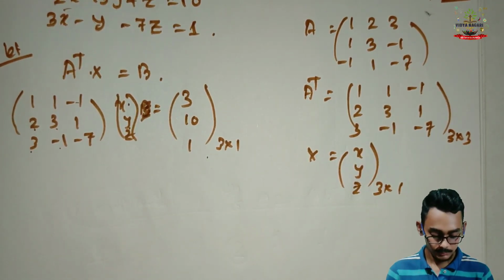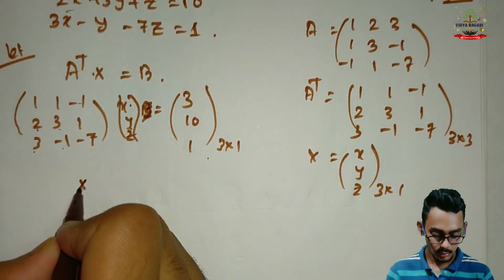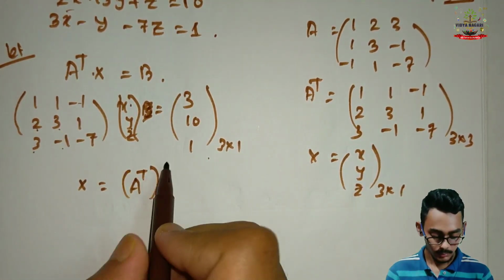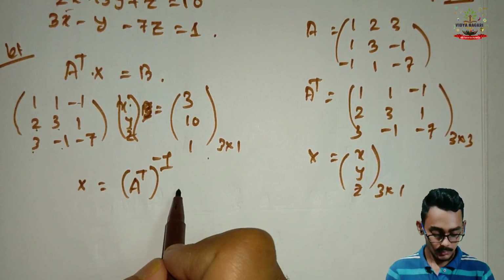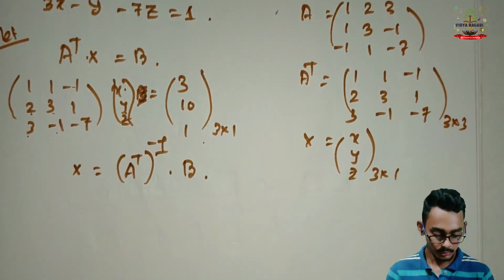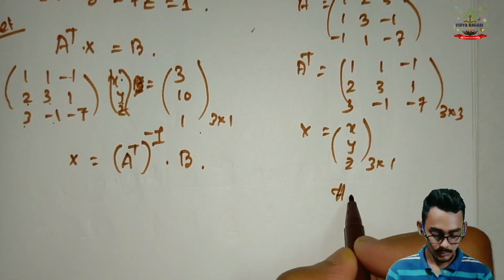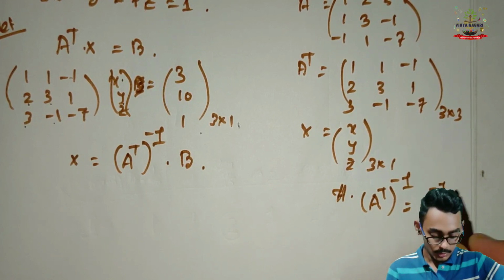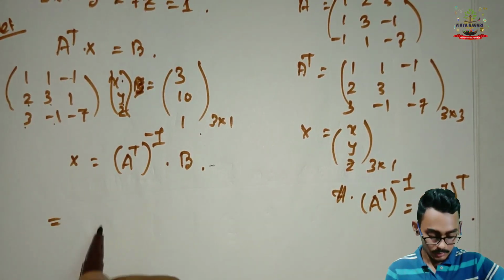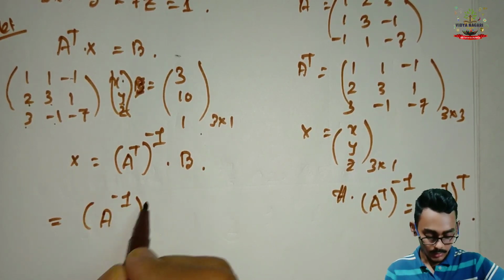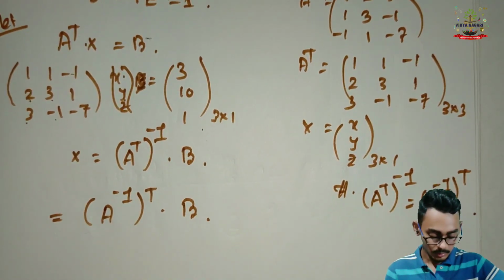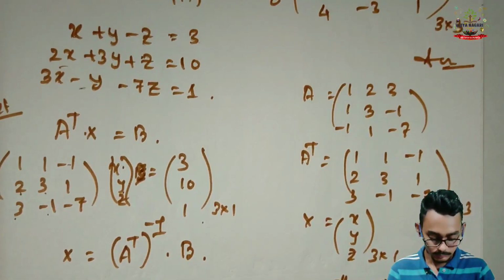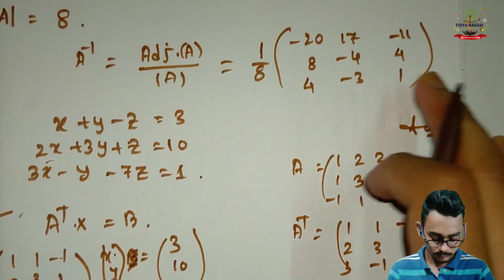Now, so x equals A transpose inverse into b, if I move this from the left hand side to the right hand side, giving the inverse sign. Here there is one property of transpose: A transpose inverse equals A inverse transpose. So A inverse transpose into b, and the result of our inverse is 1 by 8 of this matrix.